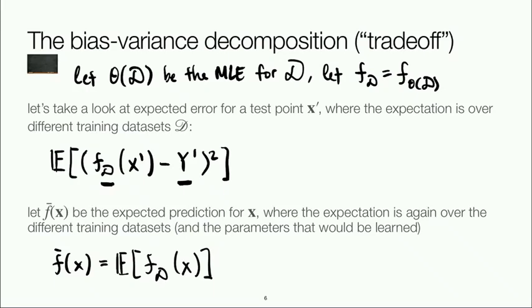It's basically saying, let's take the data set out of the equation. Let's get rid of the randomness associated with this random data set D, and then just ask: on average, if I trained across all of these different data sets and then averaged all those predictions together, what will my model say? That's what this f bar is trying to do.